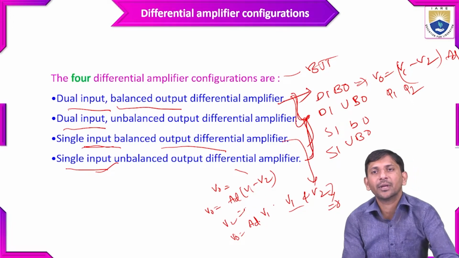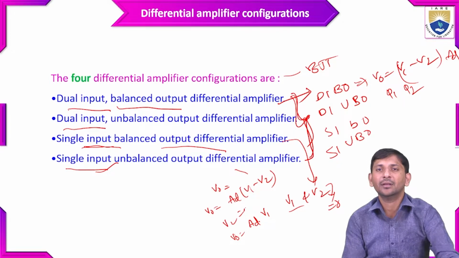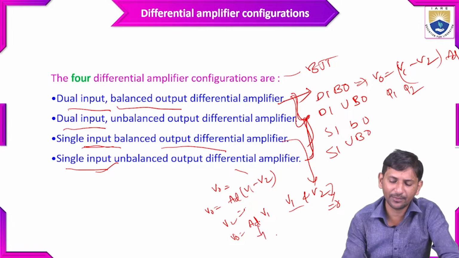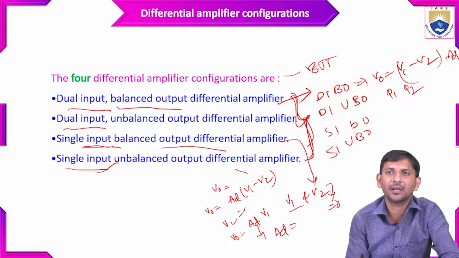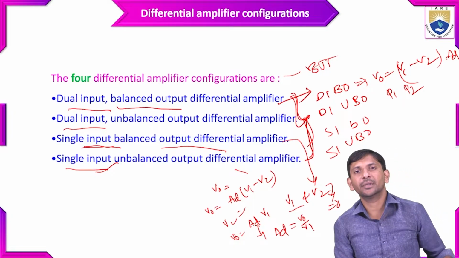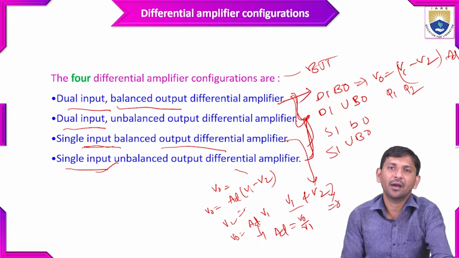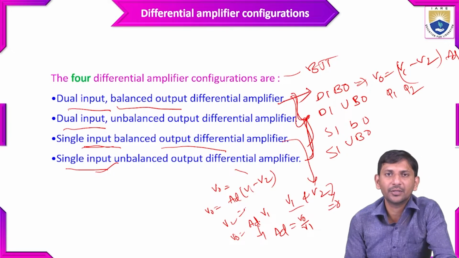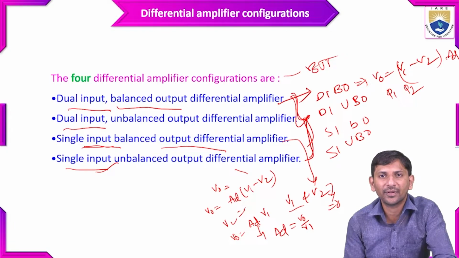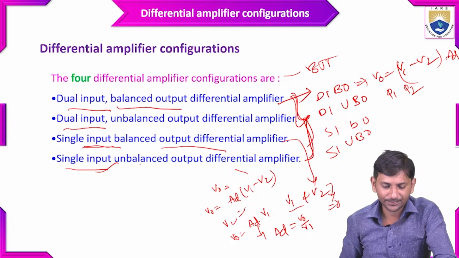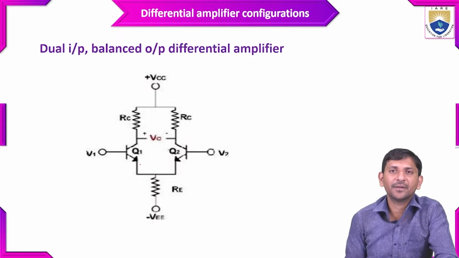In such a way we observe our output and calculate the differential amplifier gain AD. So we can express the gain of the differential amplifier as V0 by V1. So this is the brief idea of the dual input balanced output differential amplifier, dual input unbalanced output differential amplifier, single input balanced output differential amplifier, and single input unbalanced output differential amplifier. In this, the first one we have seen.